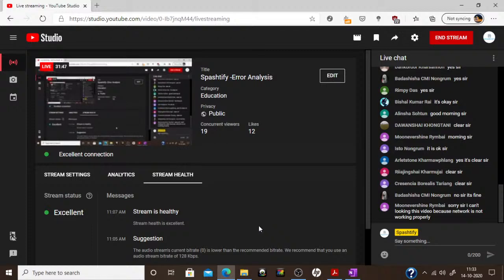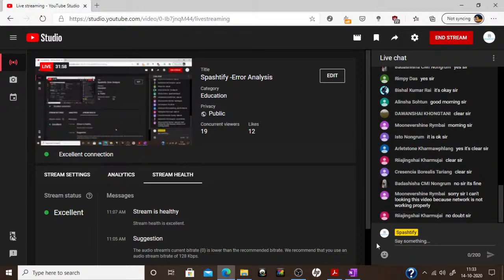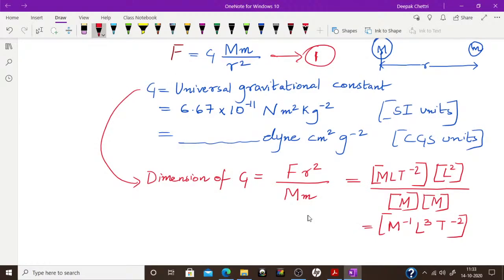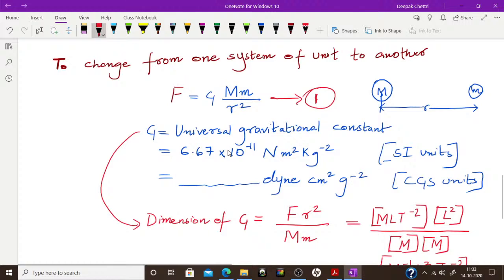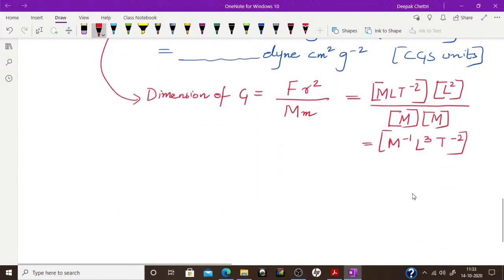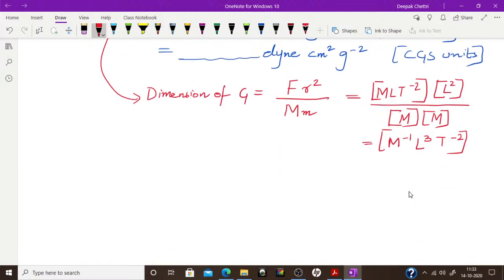Yes, any doubts? Okay, so that is your dimension of G, understand? This will help us to convert from SI system to CGS system. We'll see how.